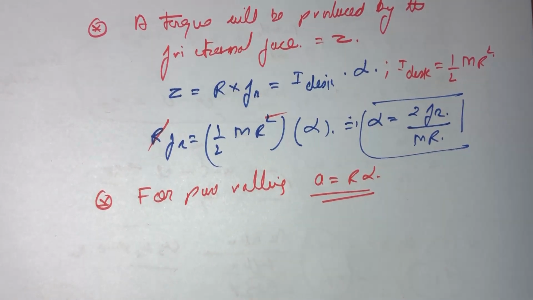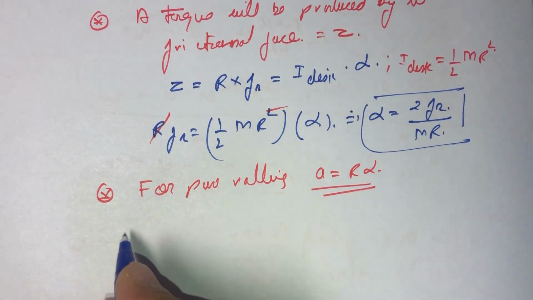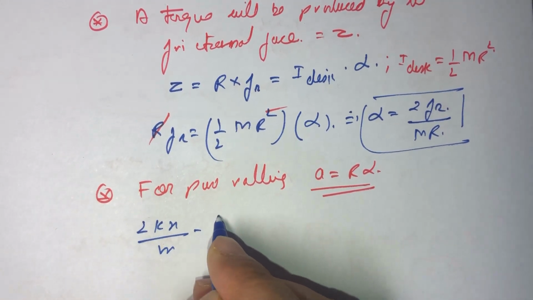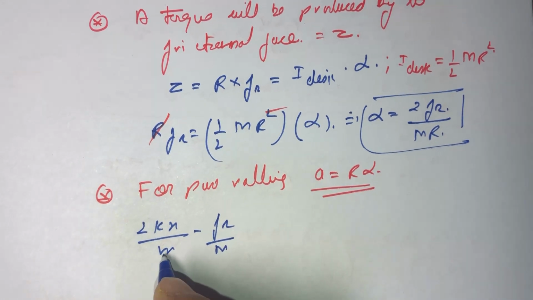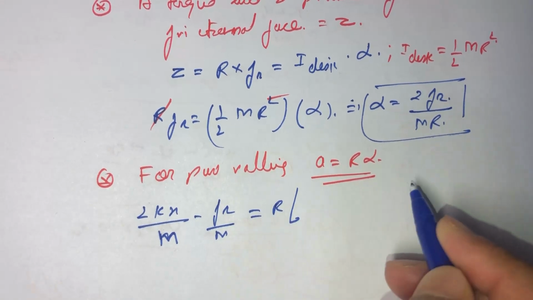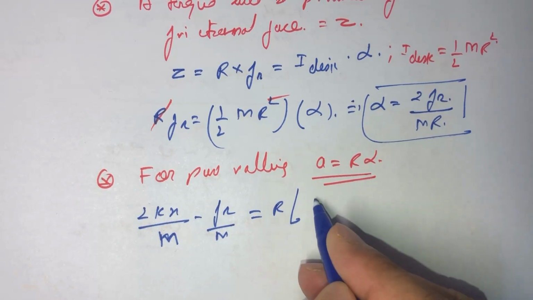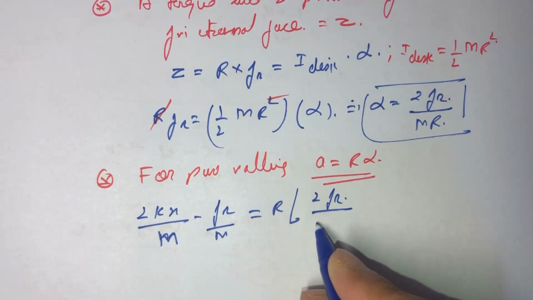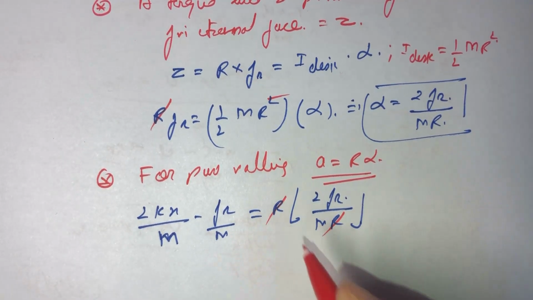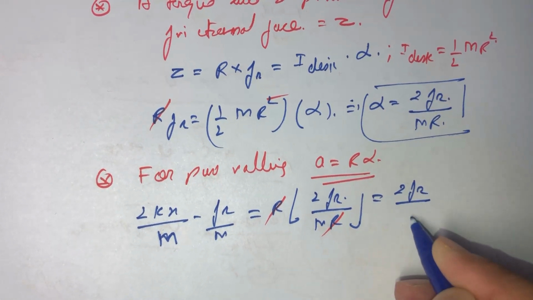So substituting the value of a as well as R in this equation, a is given as (2kx minus Fr) divided by capital M, is equal to alpha times R, and this gives us alpha as 2 multiplied by frictional force divided by mass into radius. And the radius cancels out. So this becomes equal to 2Fr divided by m.